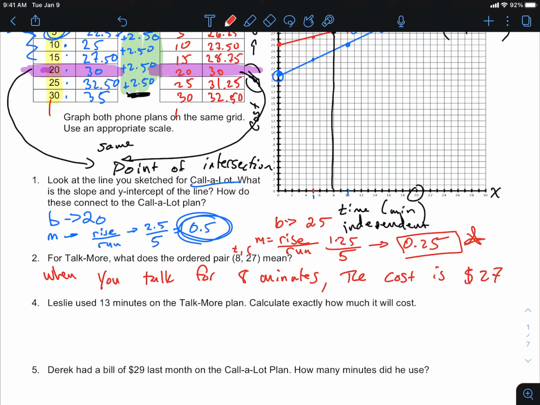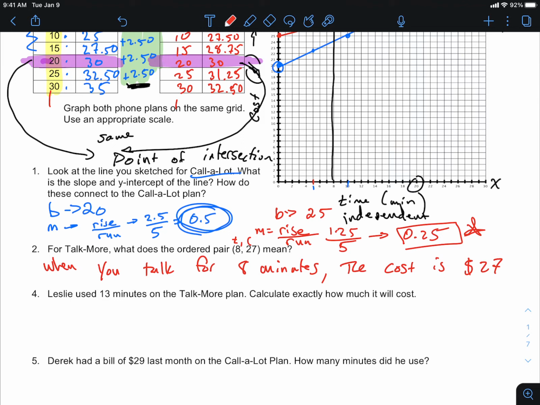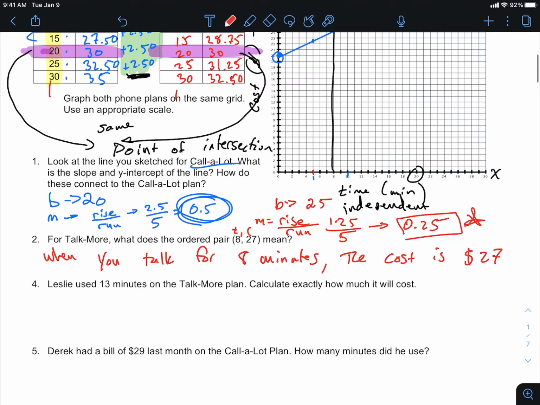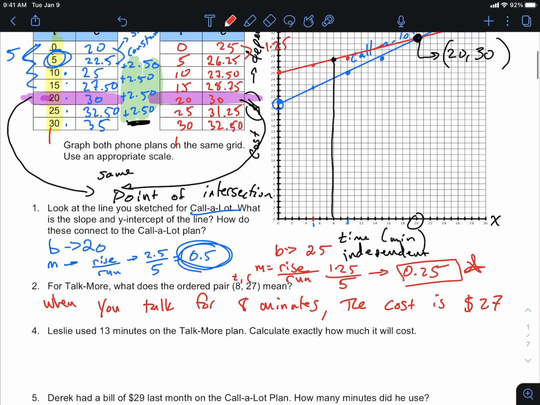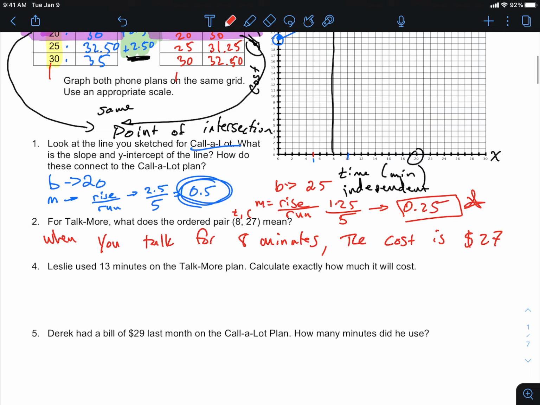Okay? So, Leslie, and there's lots of extra stuff here that you guys could probably go down after. This is all one big lesson. It's a pretty good sheet, actually, for what we're doing today. We've got lots to do today, but Leslie uses 13 minutes of the Talk More plan. So we're still in the red plan, Talk More. Calculate exactly how much it will cost.